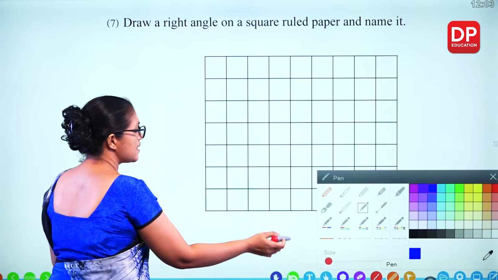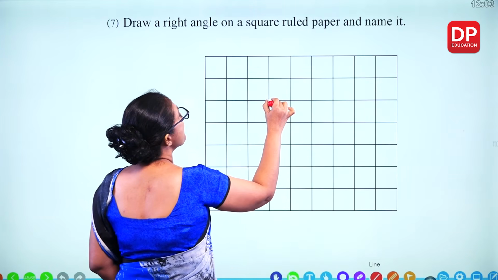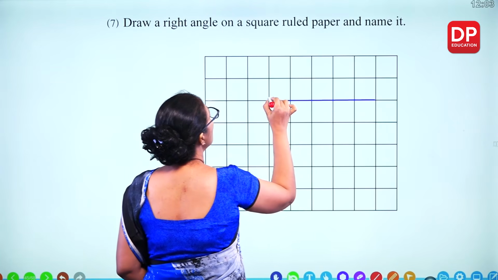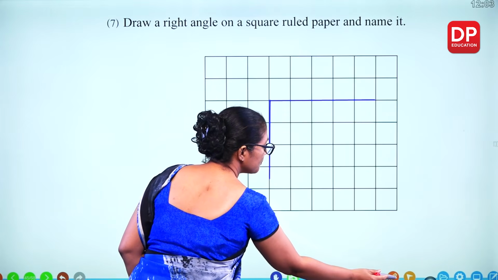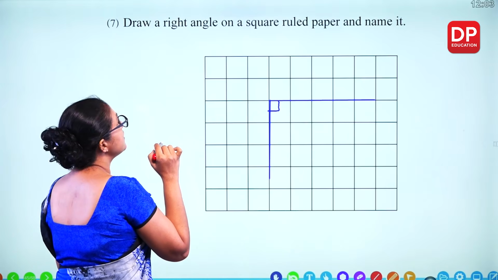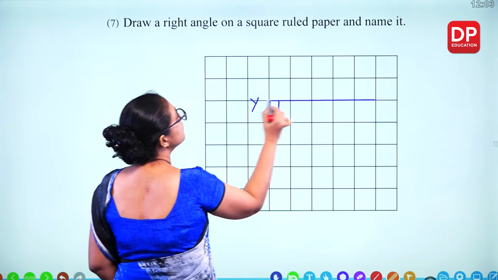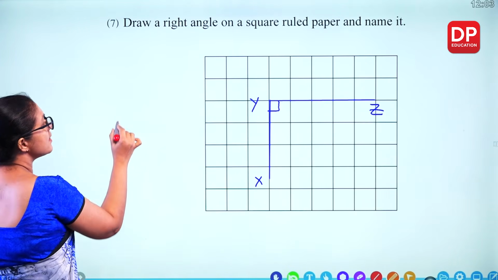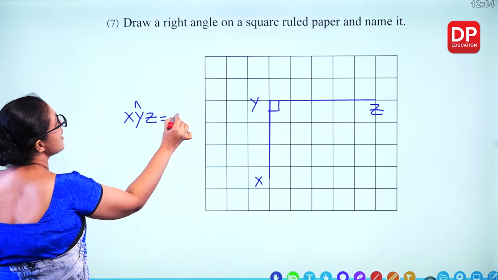Draw a right angle on a square rule paper and name it. Right angle means 90 degrees. So I can draw it this way also, 90 degrees. So this one is 90 degrees and name it XYZ. So I can write XYZ, Y angle is 90 degrees.